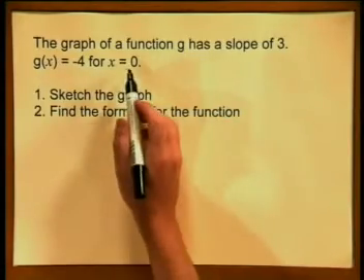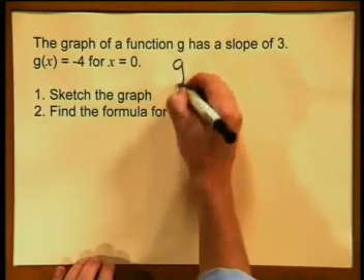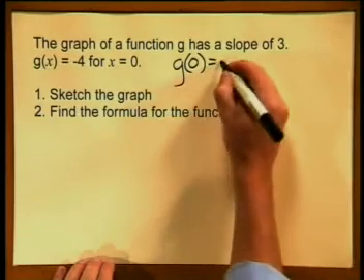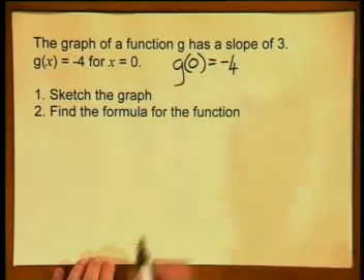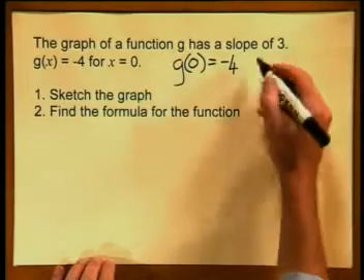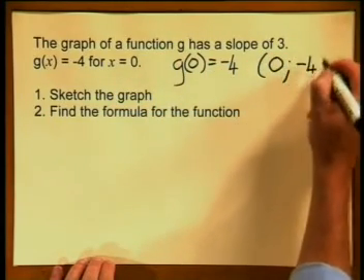Now here, x is equal to 0, so we can write the statement as g of 0 is equal to minus 4. In other words, we have a point on this graph of the function g, and it is the point (0, -4). Let's plot this point on the Cartesian plane.